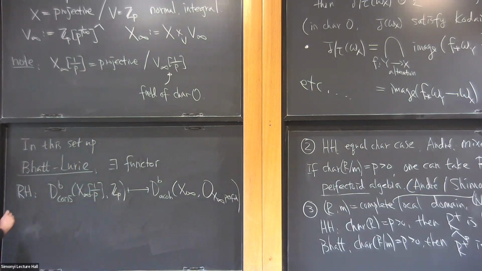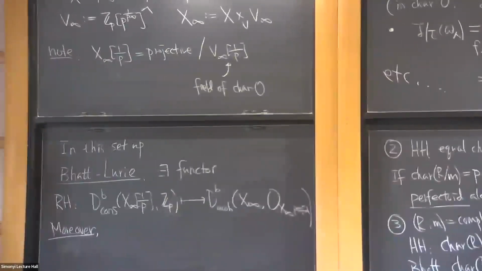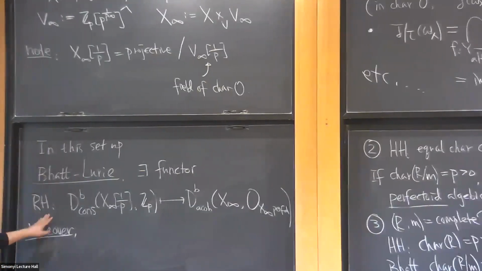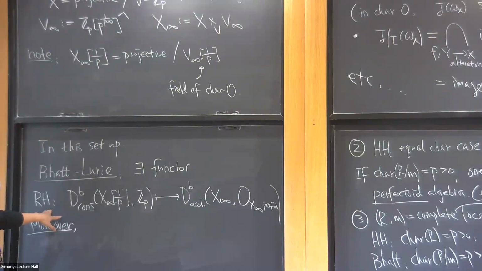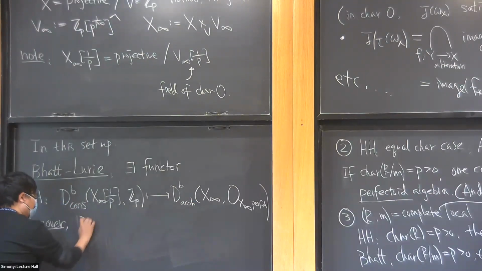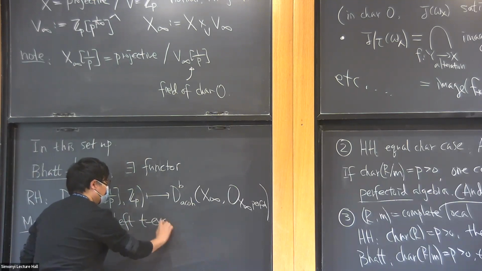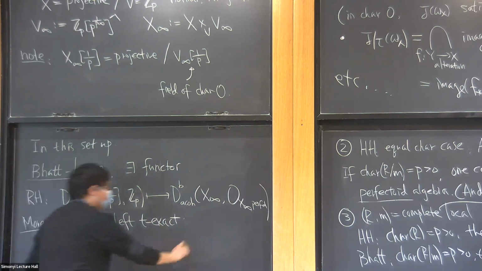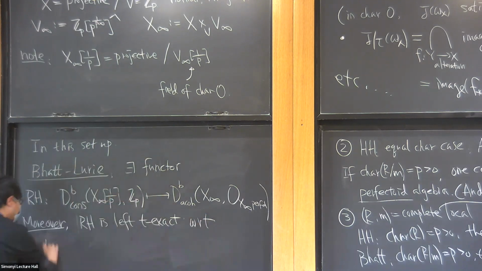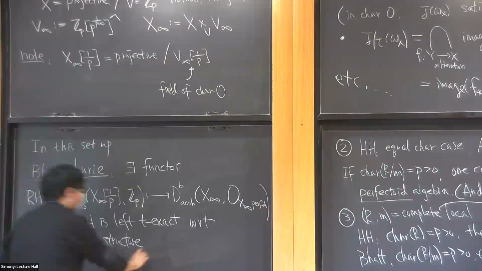Okay, and moreover, the key fact we're going to use about this functor is that it is left t-exact with respect to the perverse t-structure on both sides.